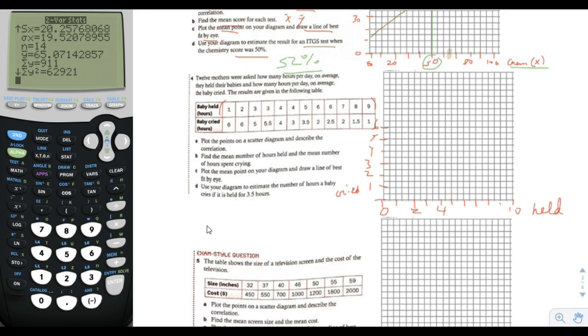Okay. All right. And so, for example, you would plot 1, 6. 1, 6 would be this point right there, for example. And then you just plot those points. And then you would do everything else the same. You would find the mean by putting it in the calculator. You would plot the mean point, draw the line of best fit, and find the estimate for how many hours a baby cries if it is held for 3.45 hours.